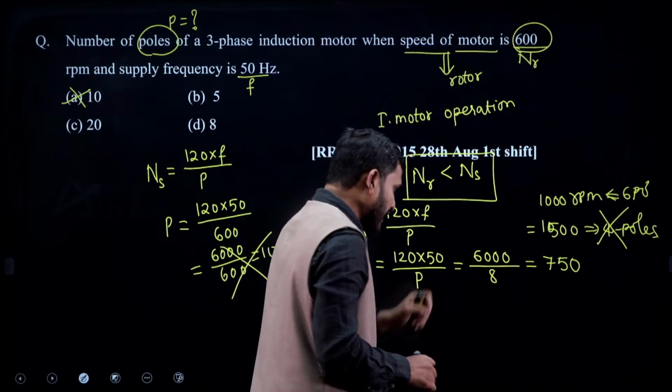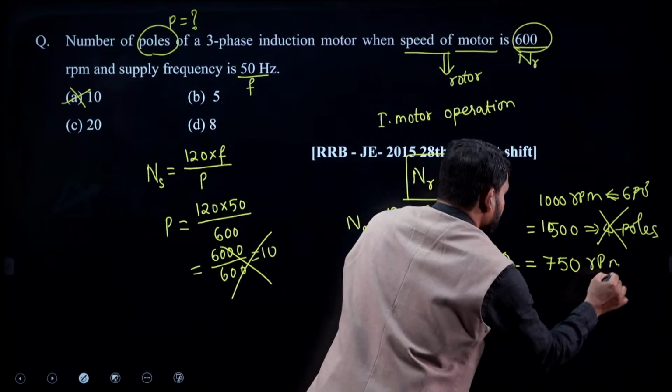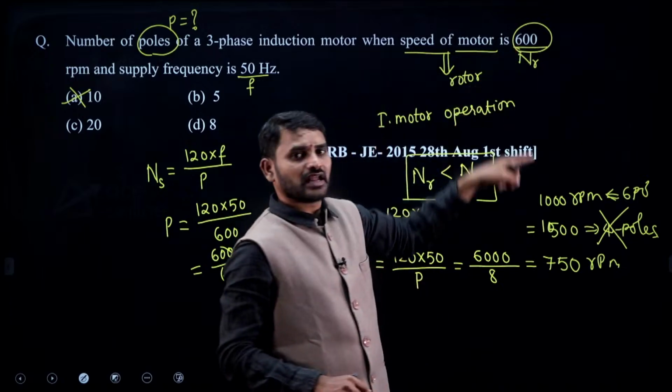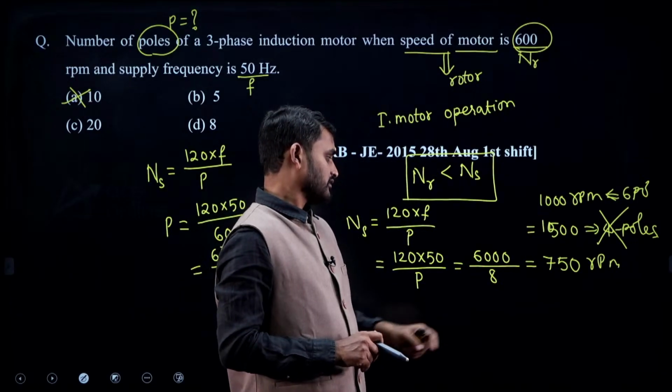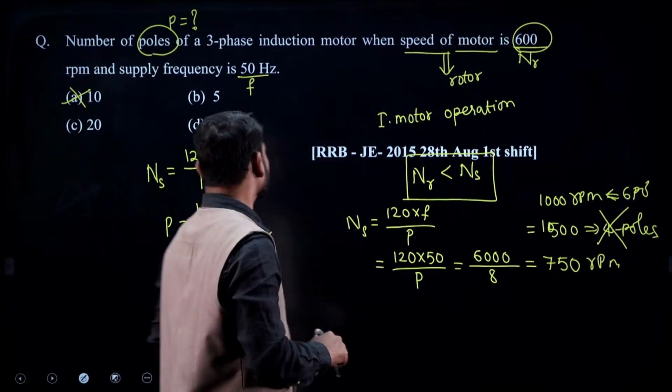Okay. If you take 8 poles, you get 750 RPM. The 600 RPM is near to 750 RPM, no? So, I can say this could be the possible answer. The number of poles can be 8.